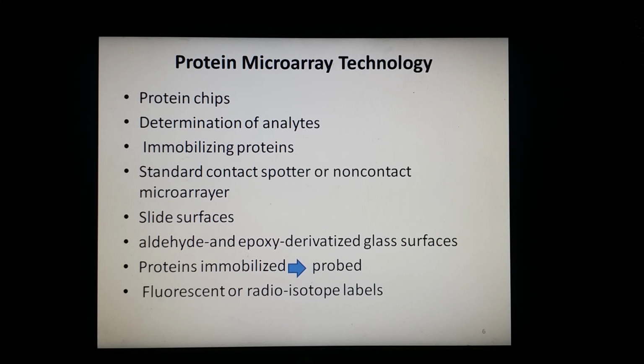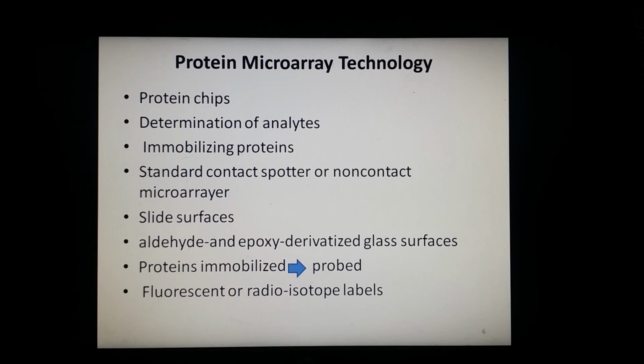Protein microarrays are typically prepared by immobilizing proteins onto a microscope slide using a standard contact spotter or non-contact microarrayer. A variety of surface slides can be used for this purpose, and the popular types include aldehyde and epoxy derivatized glass surfaces for random attachment through amines, nitrocellulose or gel coated slides, and nickel coated slides for affinity attachment of His6 tagged protein.